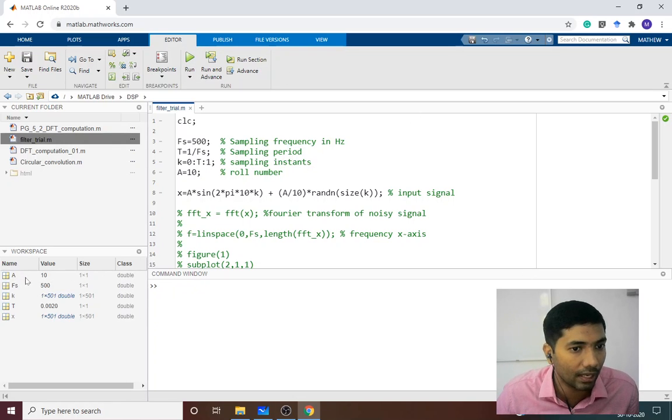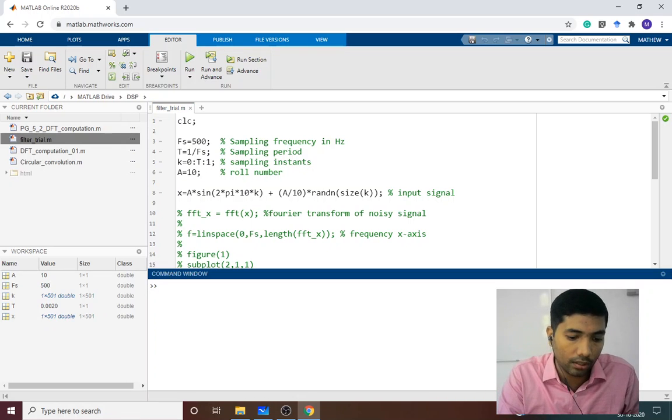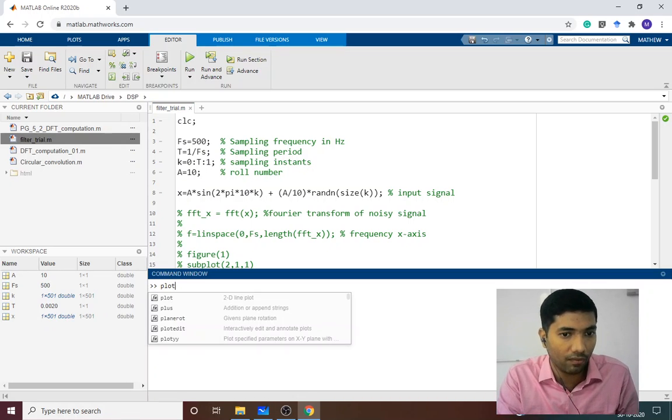Okay, so you can see that the workspace is being loaded with capital A as 10, F as the sampling frequency of 500, and K as the sampling instances. There are 501 sampling instances. Capital T is the sampling period, which is 0.02, and X is the signal. Now let me try to plot the signal using the command window.